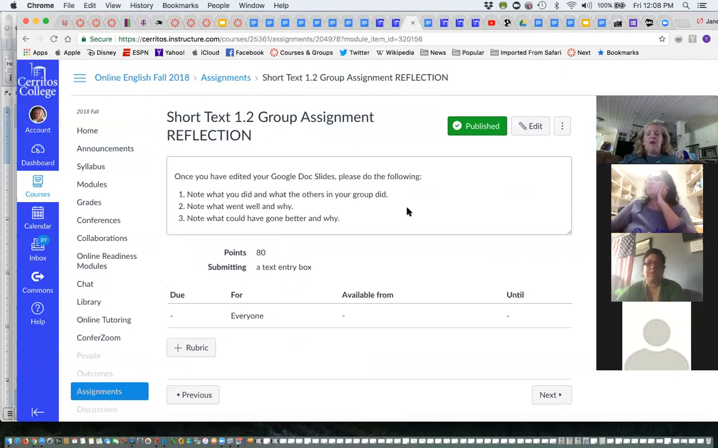That way, if there's one person who didn't do the work, you're going to say, so-and-so and so-and-so did this and this. And you don't even have to throw anybody under the bus. You just don't mention their name.